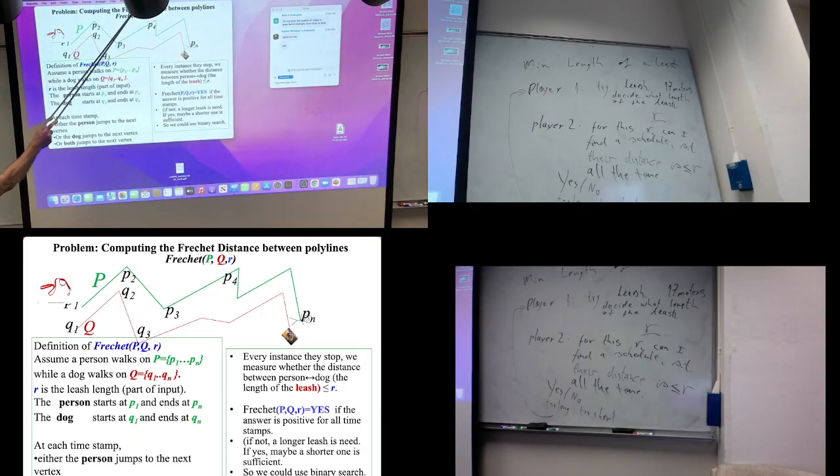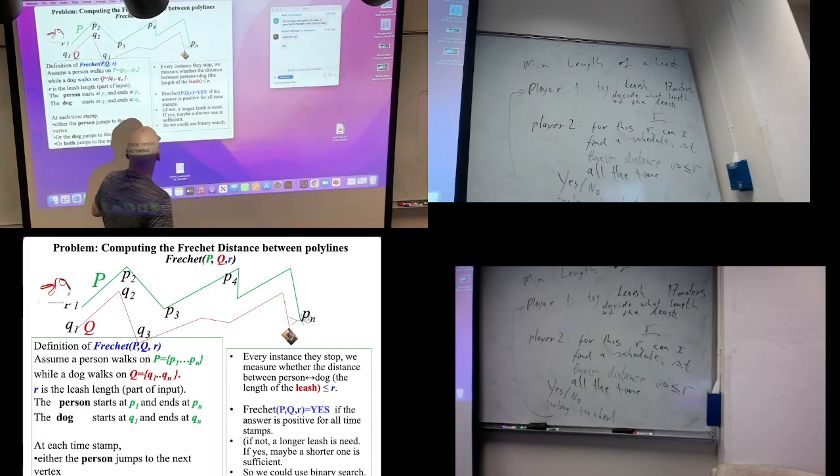So, the Frechet problem, the algorithm that we are going to discuss, takes a polygonal path P, another polygonal path Q, and this value R, a target length of the leash. Player 1 tells him what is the R that you will try.